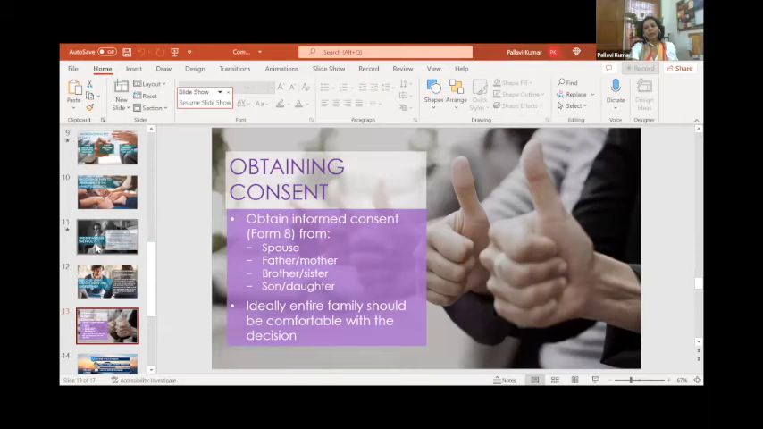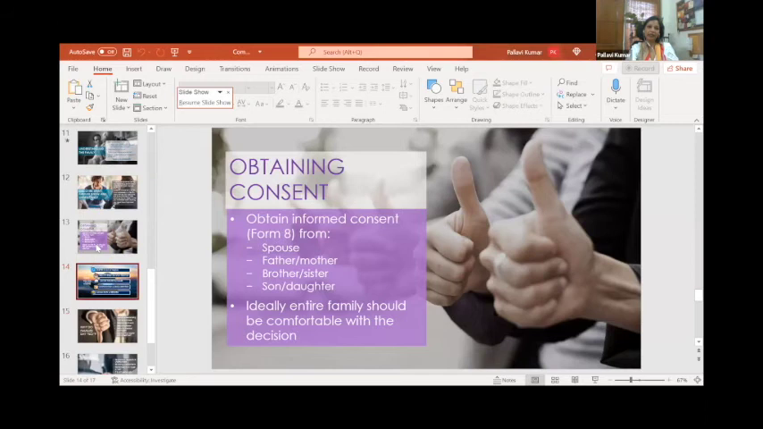Again, obtaining consent as per the act. If it's a married person, the spouse has to give consent. If it's a minor, the parents have to give consent. It could be the older children. But what we actively encourage is to make sure that the family is all aligned, that there is no dissent within the family. It is a fairly new program in our country. There is still a lot of stigma around organ donation. There is fear around organ donation. So we want families to feel happy with these decisions. We do not want organ donation to create dissent amongst families.